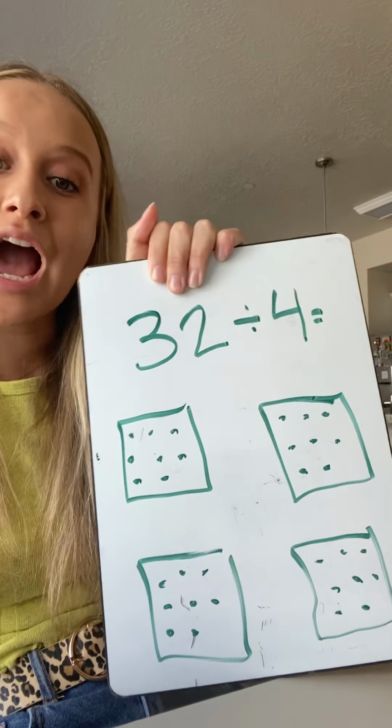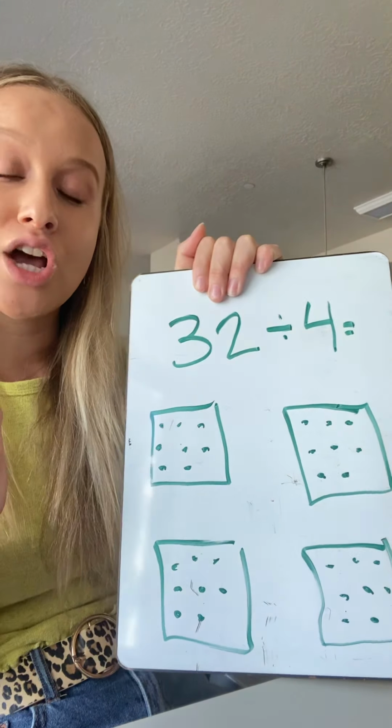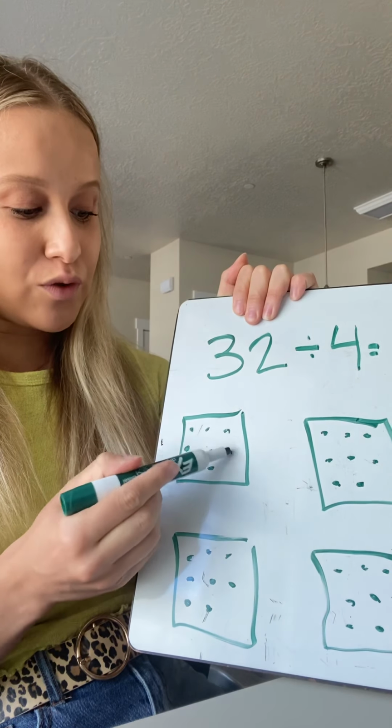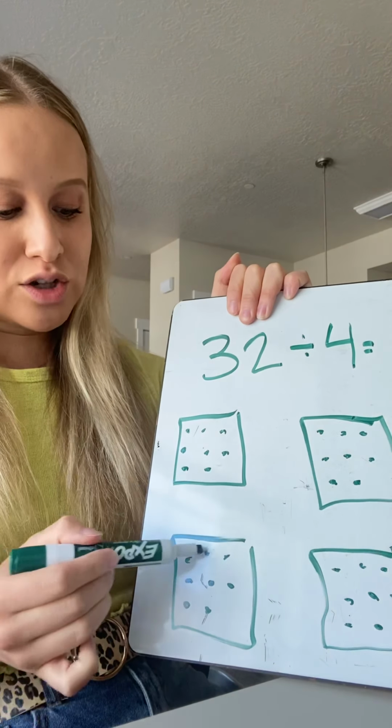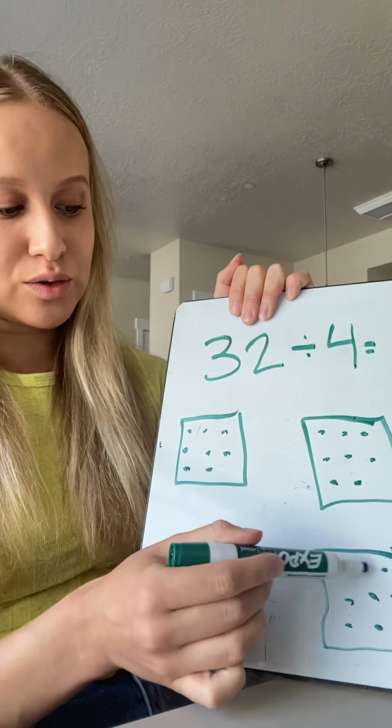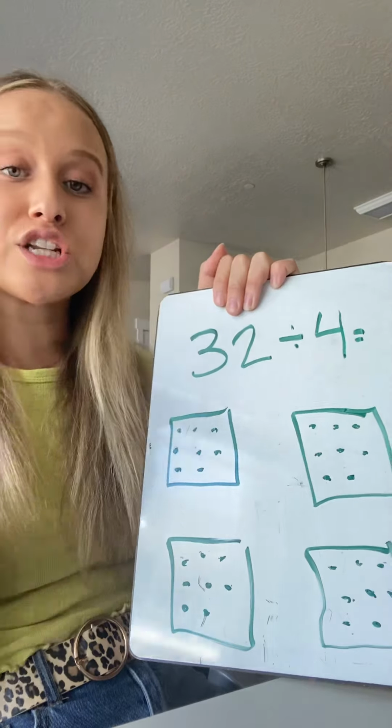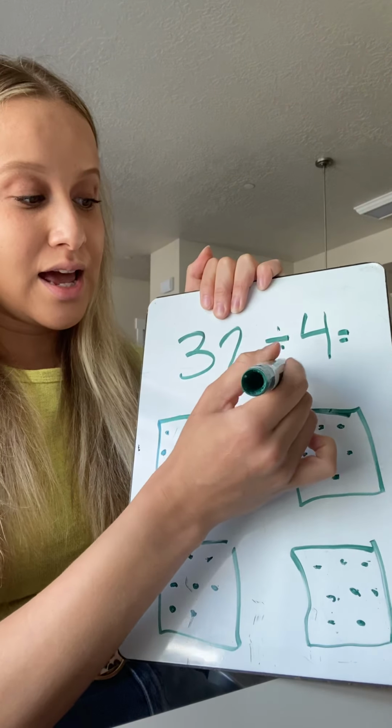All right, let's go ahead and count how many dots are in each group. 1, 2, 3, 4, 5, 6, 7, 8. Each group has 8. 32 divided by 4 equals 8.